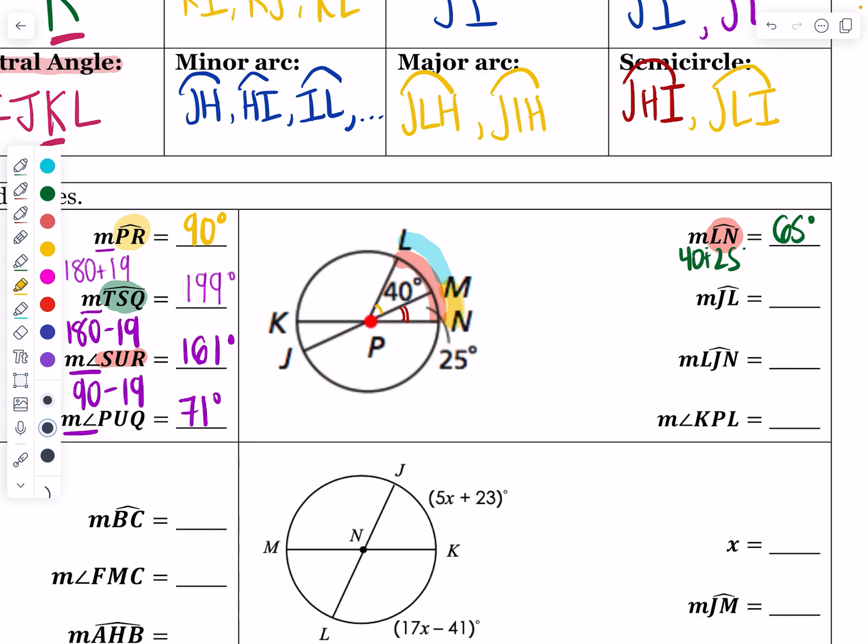How do I find J to L? Where is J to L? Let me go a different color. J to L starts at J, goes to L. It's a minor arc, so I need to go this way, the shortest distance around that circle, J to L, the smaller distance.